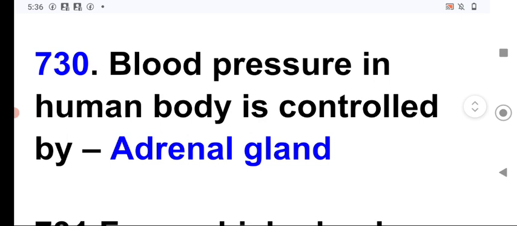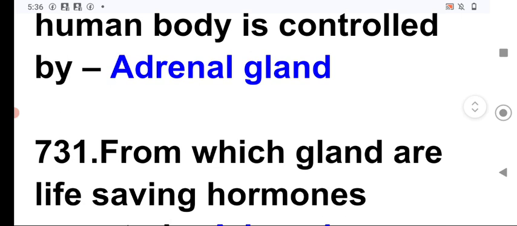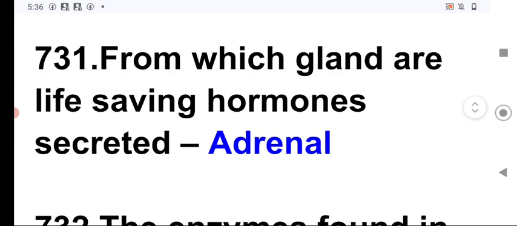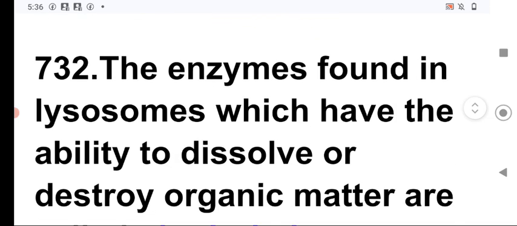Next question, blood pressure in the human body is controlled by the adrenal gland. Next question, from which gland are life-saving hormones secreted? This is the adrenal gland, which secretes life-saving hormones.